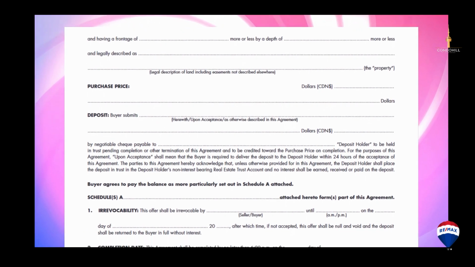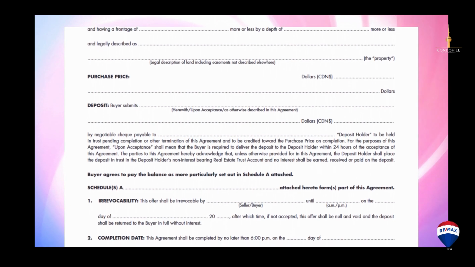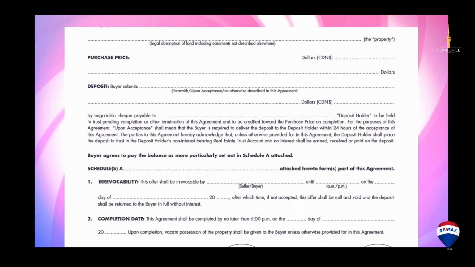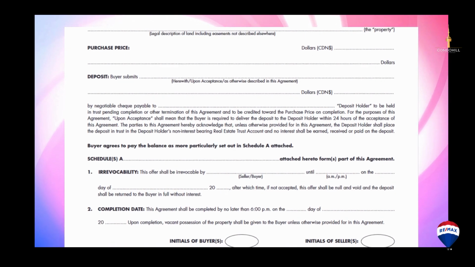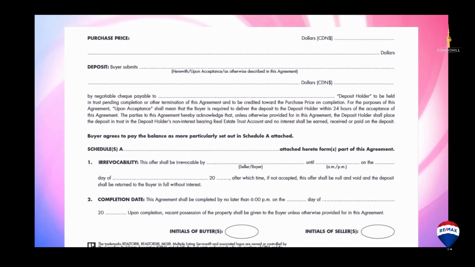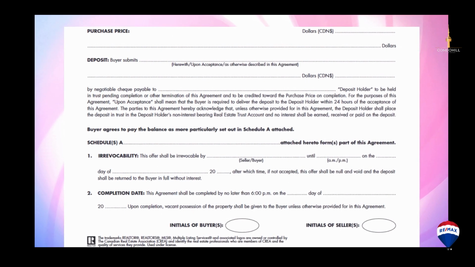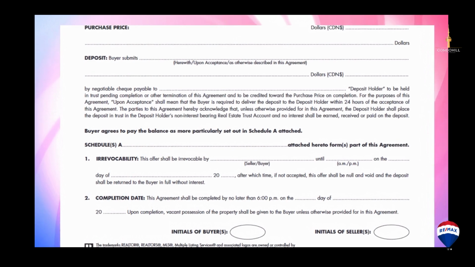Amount of the deposit. The agreement will specify the amount of the deposit. This is typically a percentage of the purchase price, but it can be a fixed dollar amount. There's no set rule. It's negotiable between the buyer and seller. A larger deposit can sometimes make an offer more attractive to the seller.